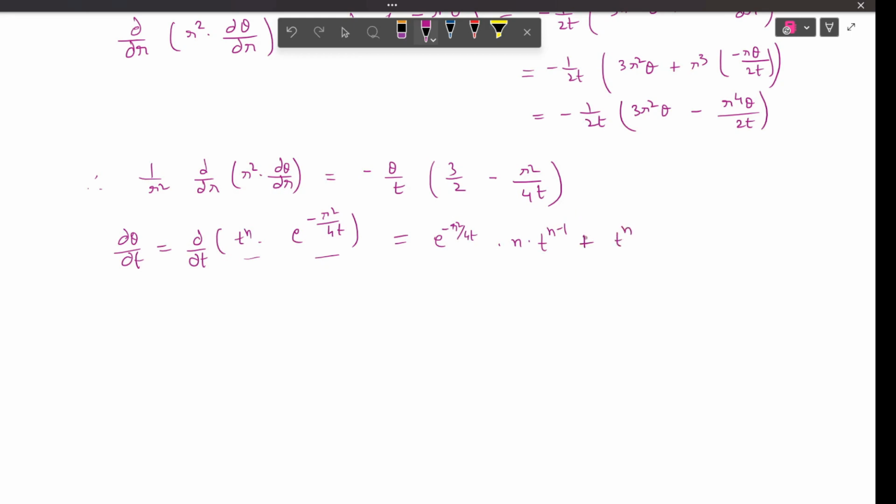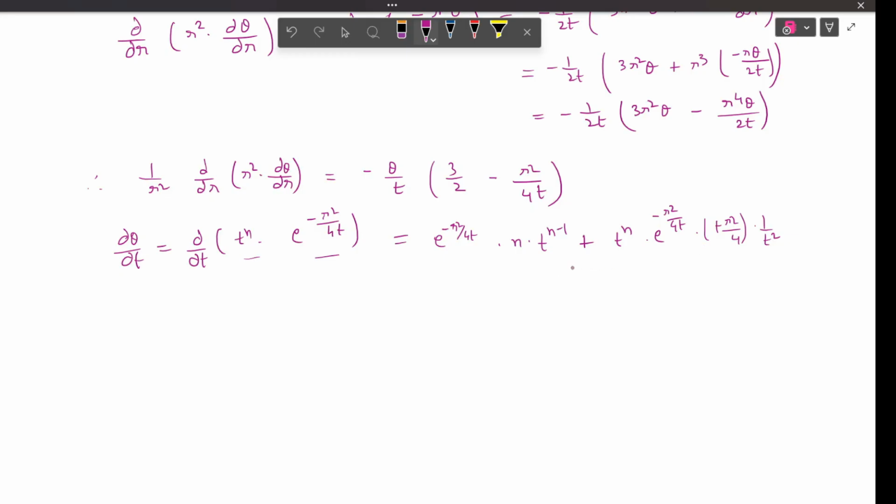Now keeping t to the power n as it is, for e to the power x the differentiation is e to the power x, so it will be e to the power minus r square by 4θ. Now minus 1 by 4θ, minus r square by 4, is constant, so minus r square by 4 will come outside, and the differentiation of 1 by t is minus 1 by t square, so it will be plus 1 by t square.